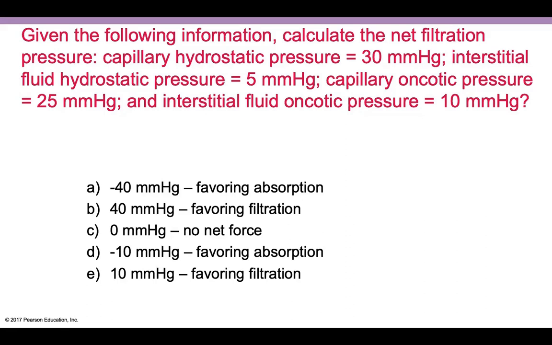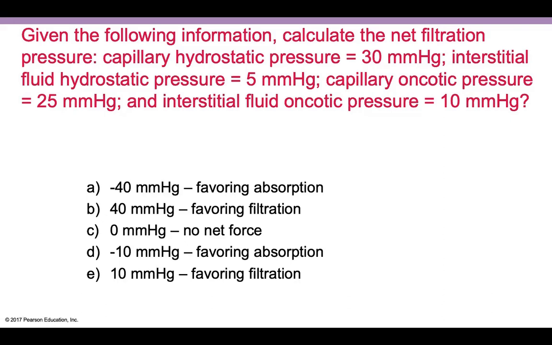All right, so let's see, that's our response here for D. So given our values here, capillary hydrostatic pressure 30, interstitial fluid hydrostatic pressure 5, capillary oncotic pressure 25, and then interstitial fluid oncotic pressure 10 millimeters of mercury. Okay, so based upon what we know, first of all, D is correct. So most of you selected D, which is 10 millimeters of mercury, favoring filtration.